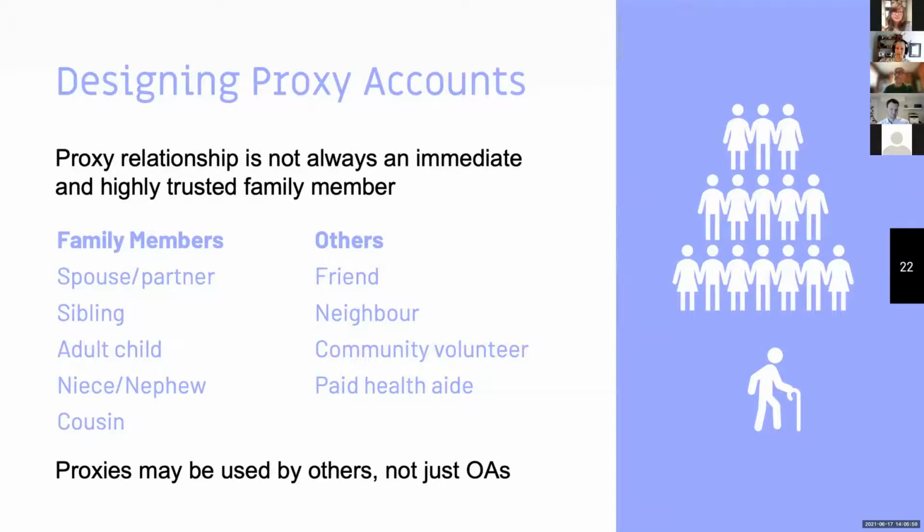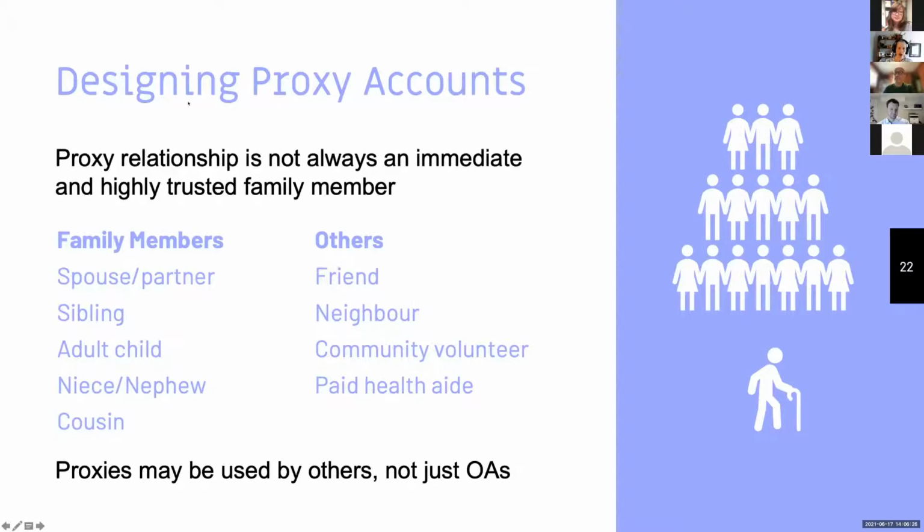And this ecology, this ecosystem of close others also changes, right? People's relationships are not static. They change over time. So we need to think about these proxy accounts, keeping in mind that all of this is a fluid, dynamic, changing ecosystem with a number of different people, not just one permanent, static close other playing the role of a helper, right?